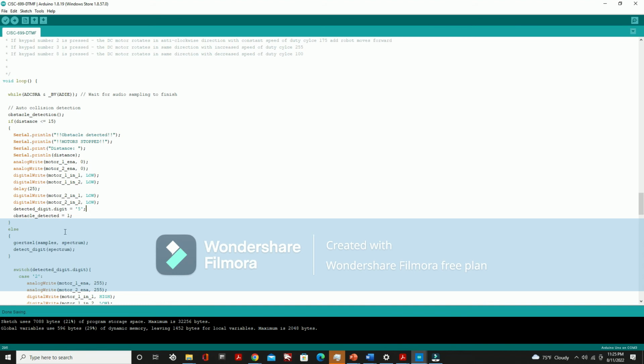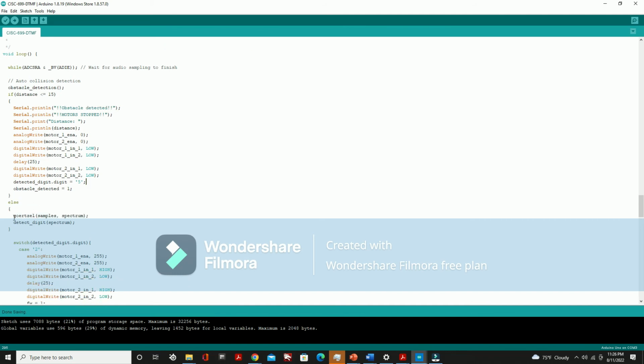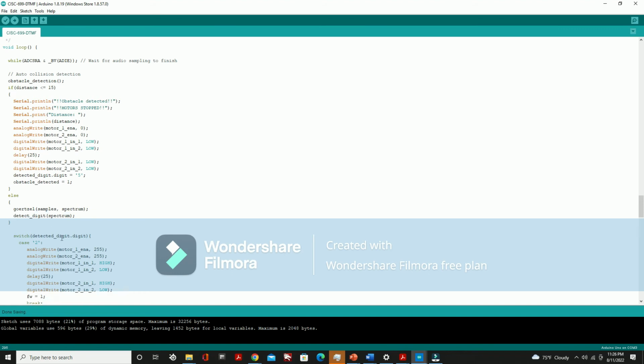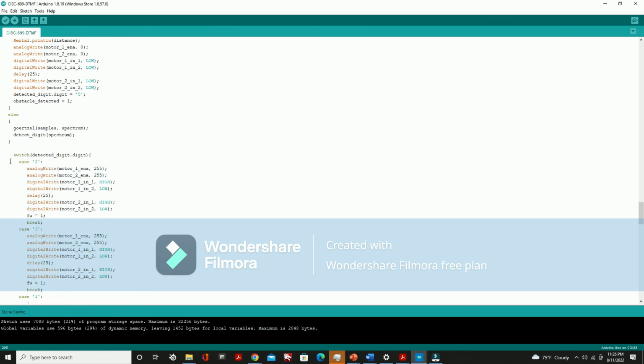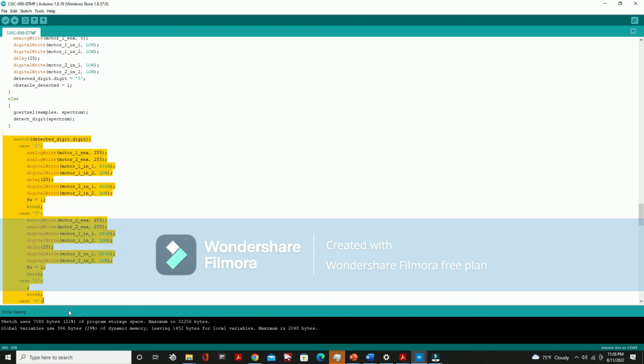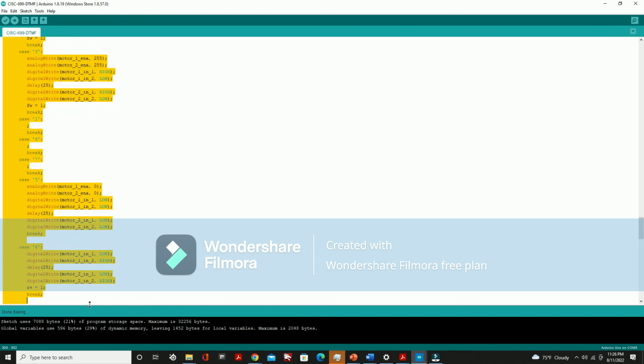And if there is no obstacle, I run the Goertzel algorithm to extract the frequency component from the spectrum I have captured using the A to D conversion. Then I detect the digit using the function detect digit as I explained before. Below are all the switch case statements, like what action has to be performed for each keypad.